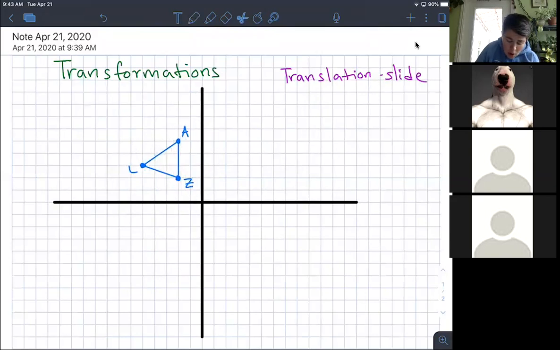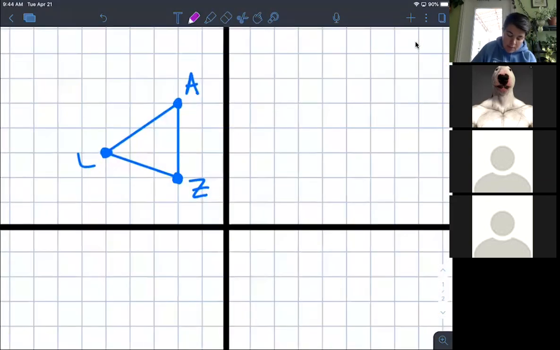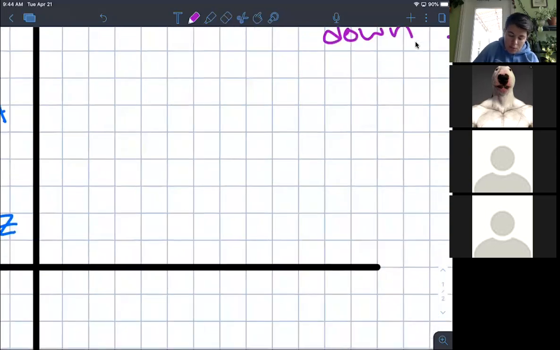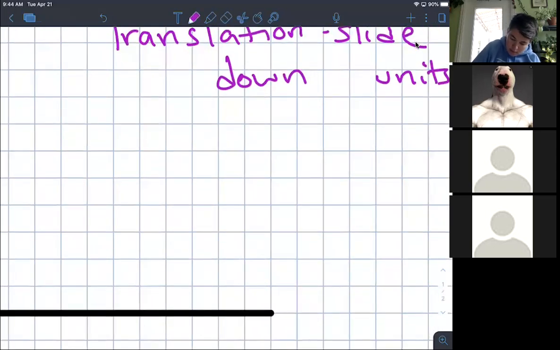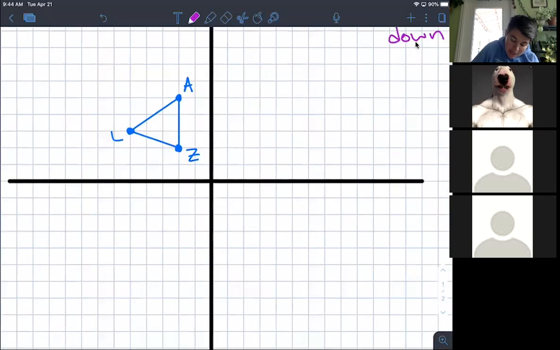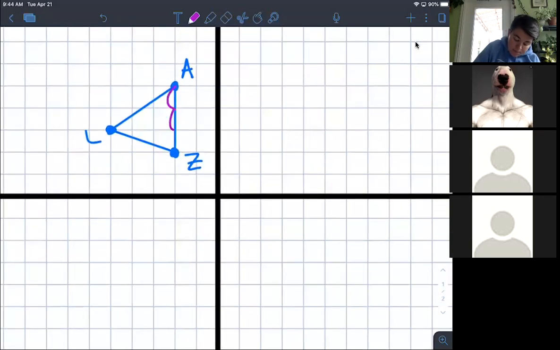You're basically taking all of the points and moving them the same distance. For example, if I said, let's take AZL and translate it down 3 units, I'm going to go to each one of these points. Actually, let's go down 4 units since my triangle is bigger. So I take each point and go down 4. That's where my new A is going to be, right there. Since it's a new A, I'm going to put a little apostrophe there, and that's called A prime.